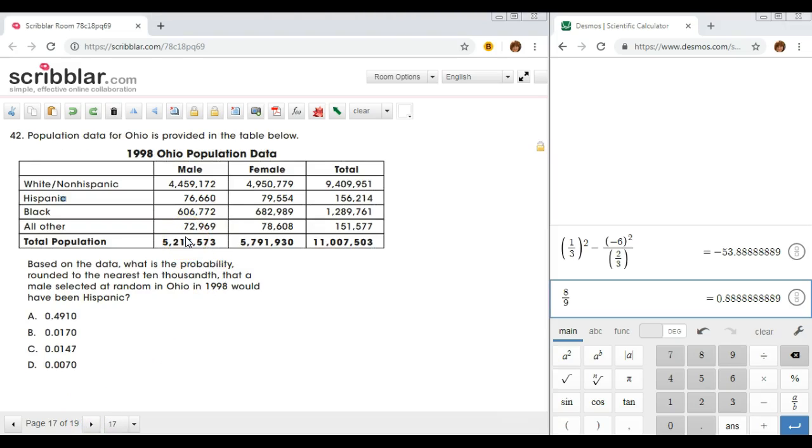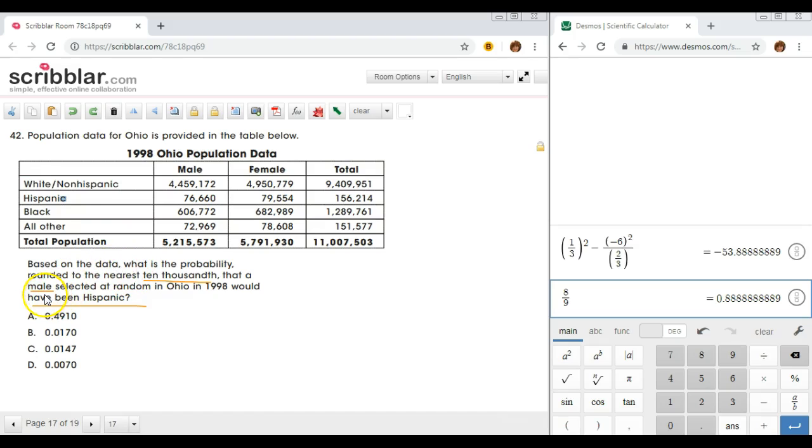Question 42. Population data for Ohio is provided in the table below, and it gives us a table with all the data. Based on the data, what is the probability, rounded to the nearest 10,000th, that a male selected at random in Ohio in 1998 would have been Hispanic? So, to the nearest 10,000th is to the 4th decimal place. So first, second, third, fourth. We want 4 digits after the decimal.